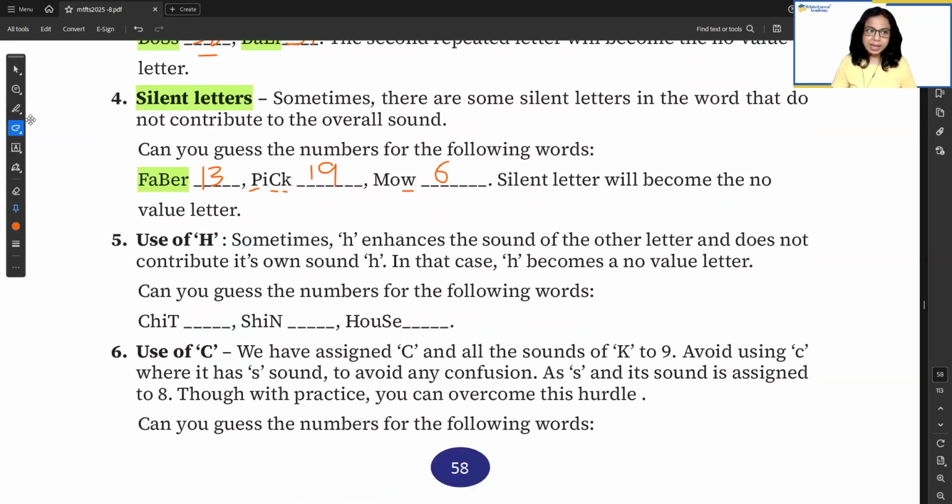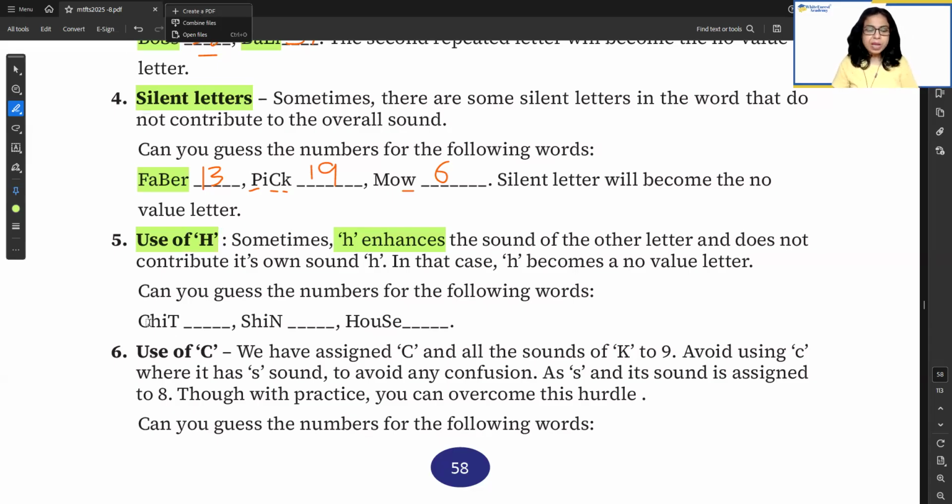Then comes the use of H. What is the use of H? So sometimes H enhances the sound of the adjacent alphabet. It does not have its own sound. The sound of H is usually h, so it loses its h sound. What it does, it just enhances the sound of the parallel alphabet.